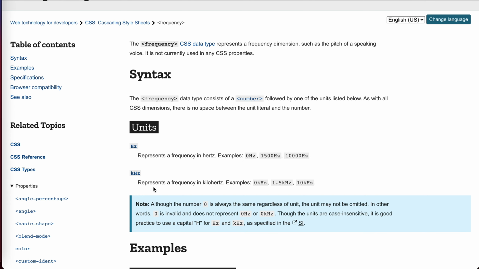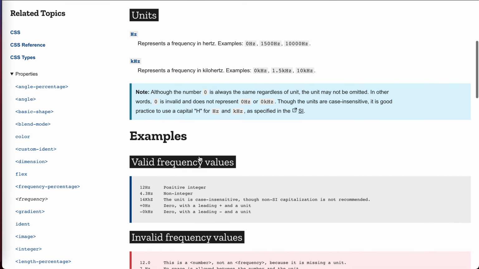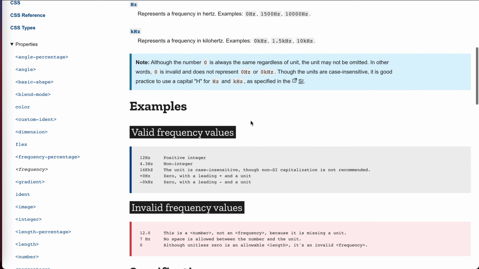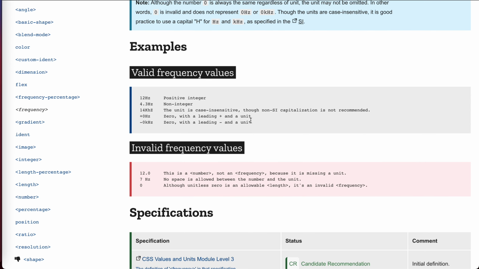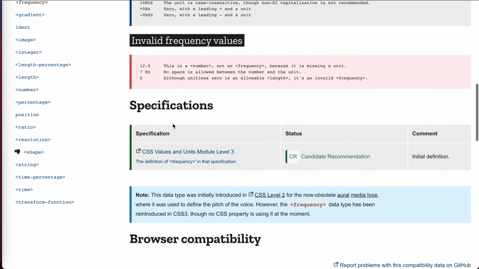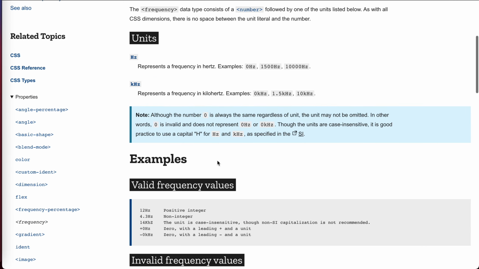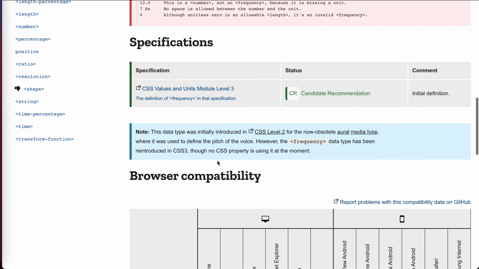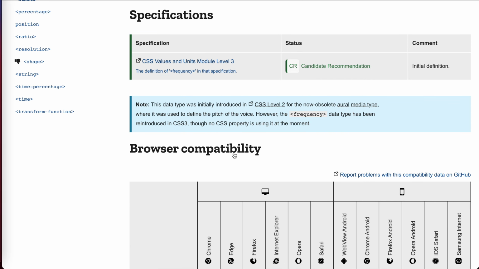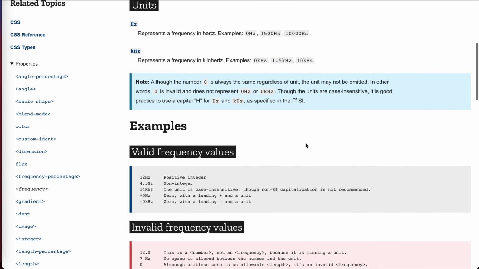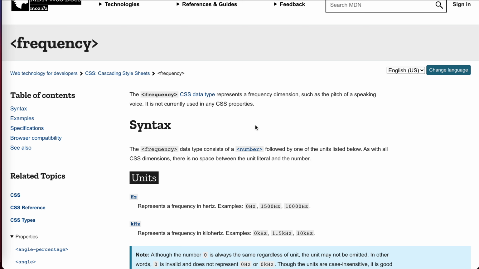Hertz. kHz. How should I pronounce this one? This is hertz. This is kHz, kilohertz. Okay. Valid. Why is the pitch of a speaking voice defined in the CSS frequency? Oral media type. Why? Okay, anyway, so this is it.